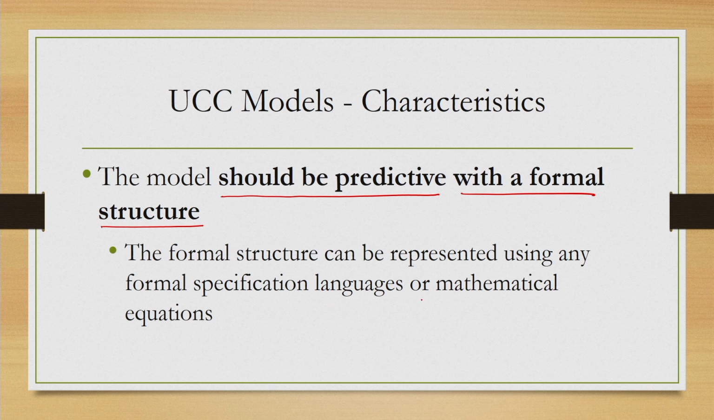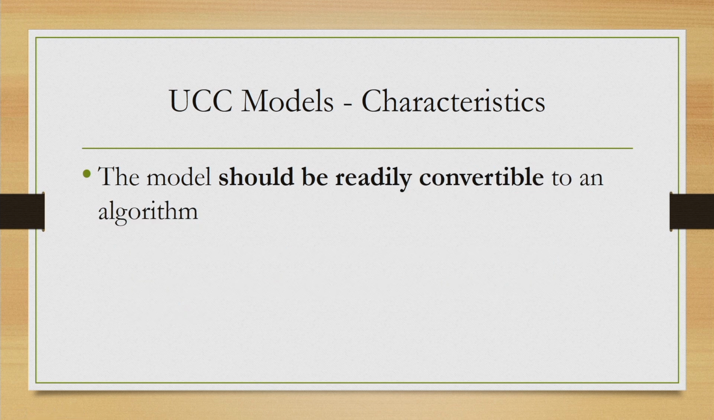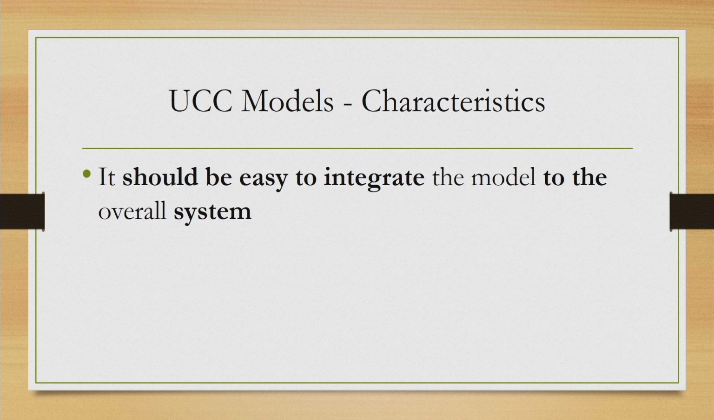And this structure can be a mathematical equation or any other formal specification language. The third characteristic is that the model should be readily convertible to an algorithm, which anyway follows from the formal specification. And finally, it should be easy to integrate the model into the overall system. Because we are able to formally represent it, we should be able to integrate it in the overall system.